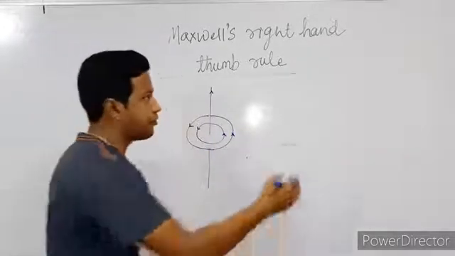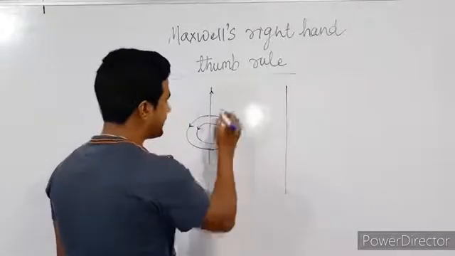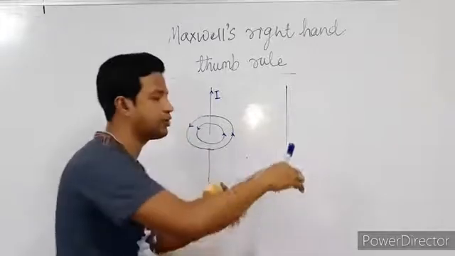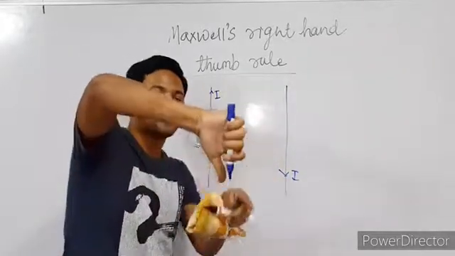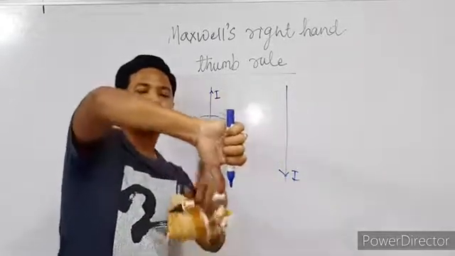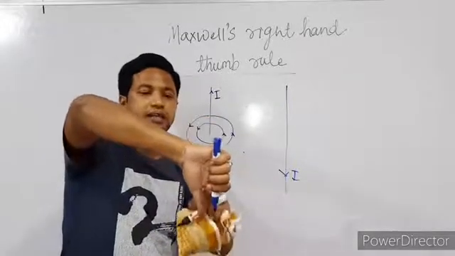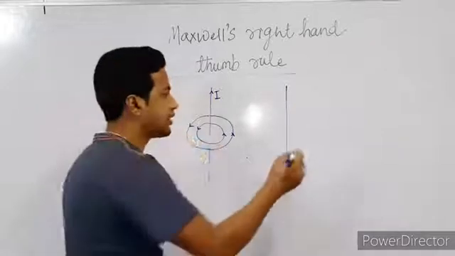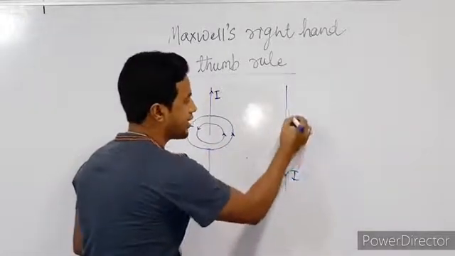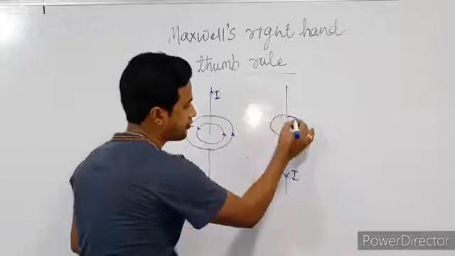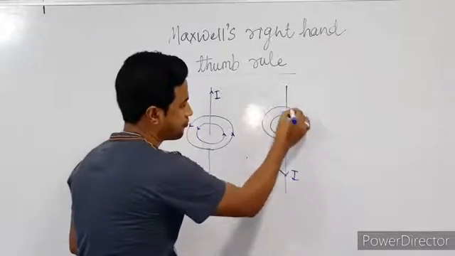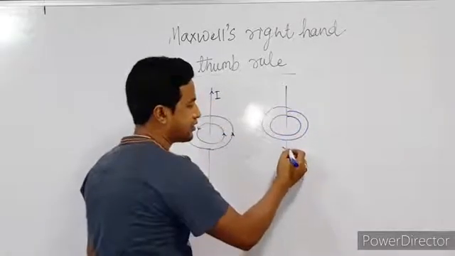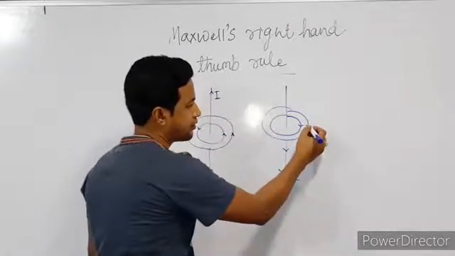Similarly, when the current is going in the downward direction, whereas earlier the current was going upward, what will I do? I will hold my conductor like this. At that time, the thumb is the direction of current, and the fingers are wrapping the conductor in that direction. So again, here our magnetic field will be created like this.